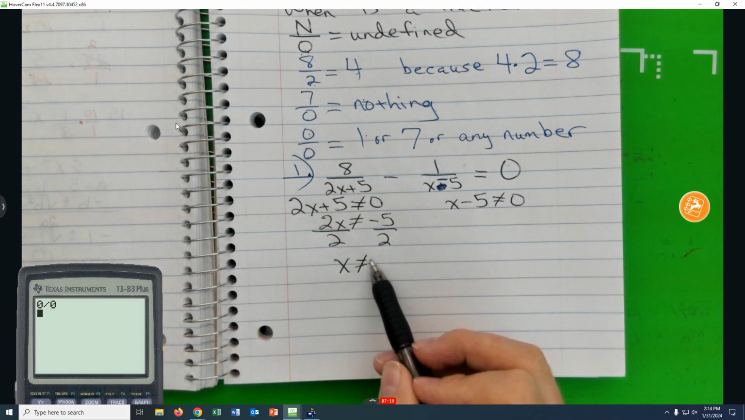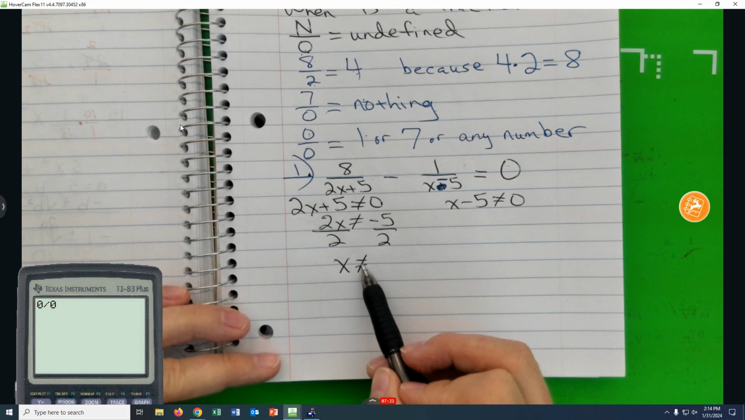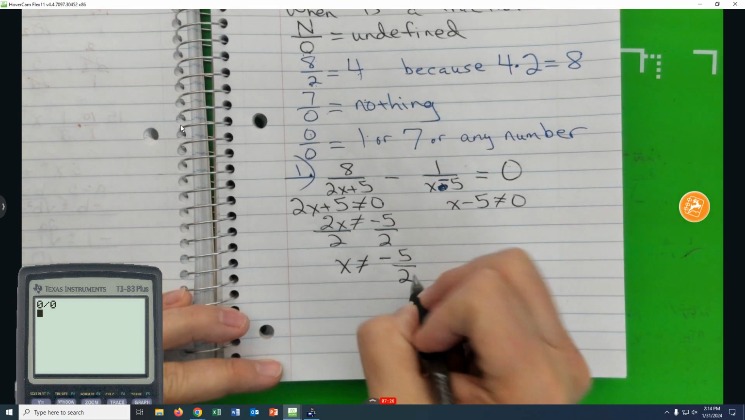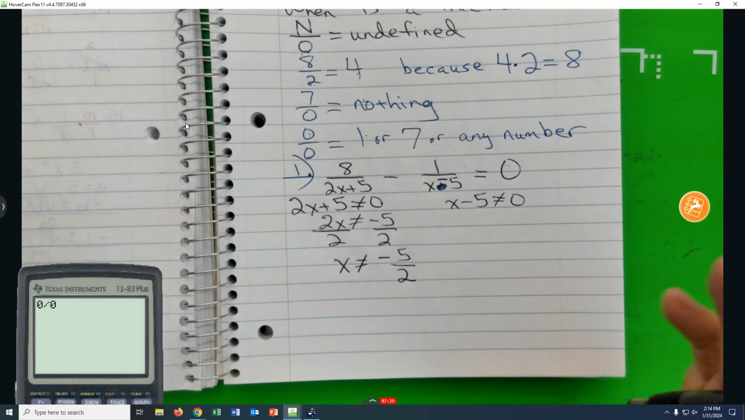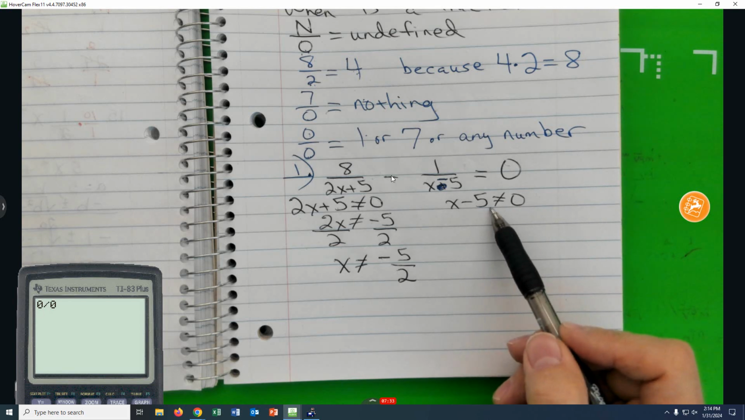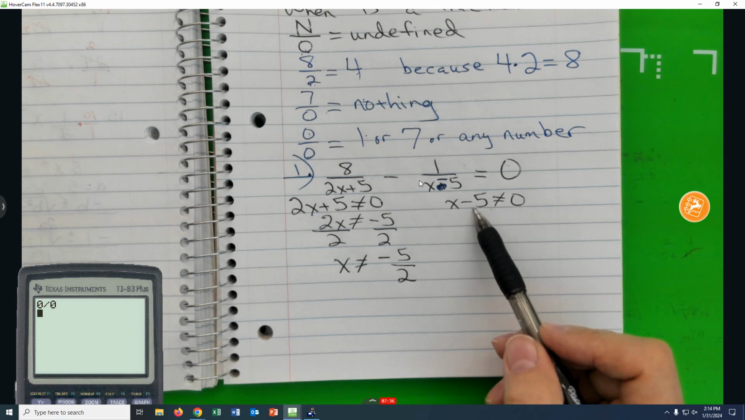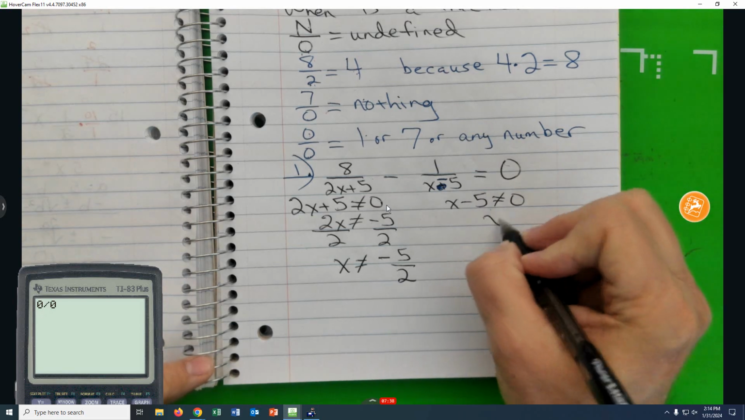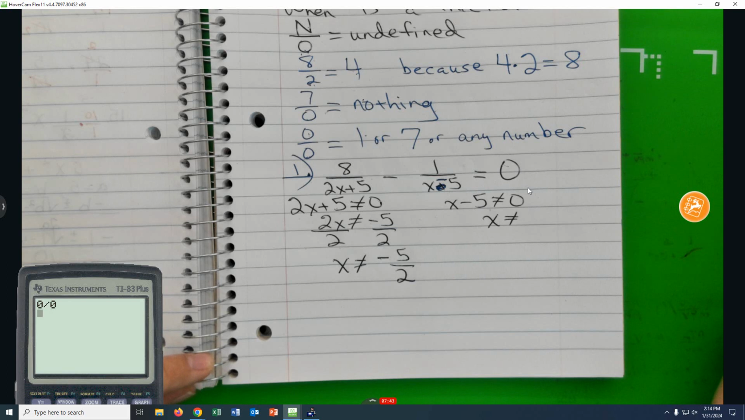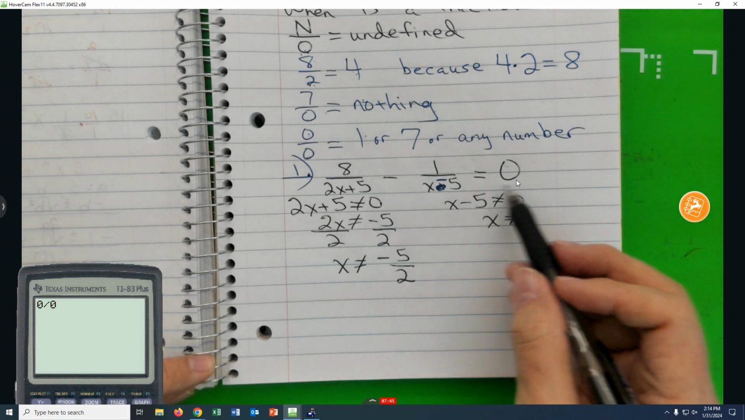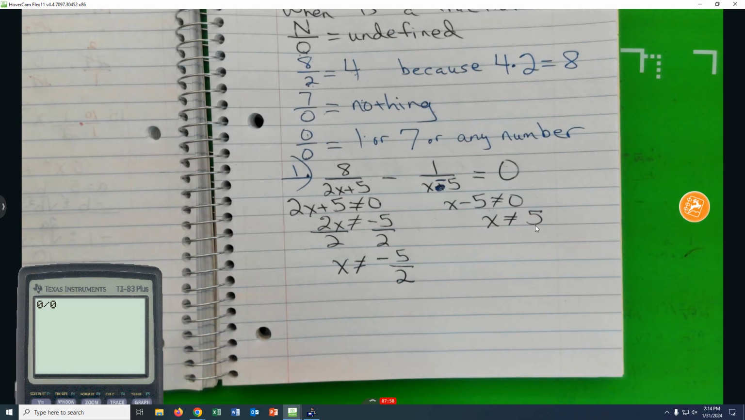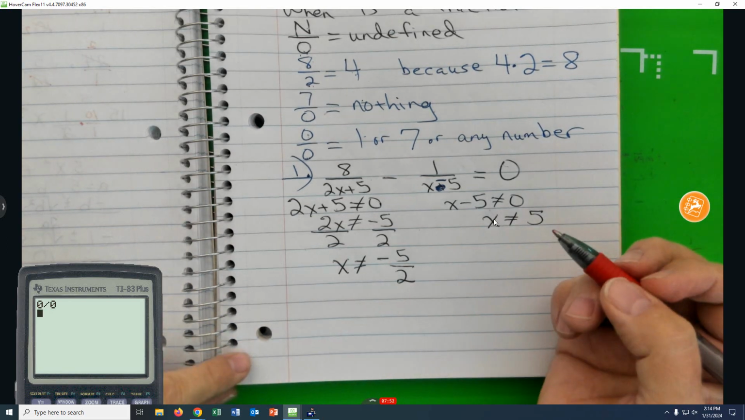Notice I have a little equals with a slash through it. x cannot equal negative 5 halves. So there's the first number that x cannot possibly equal, because if it were, you'd have 8 over 0. The second one is easier. Moving that constant over, we get that x cannot equal 5.